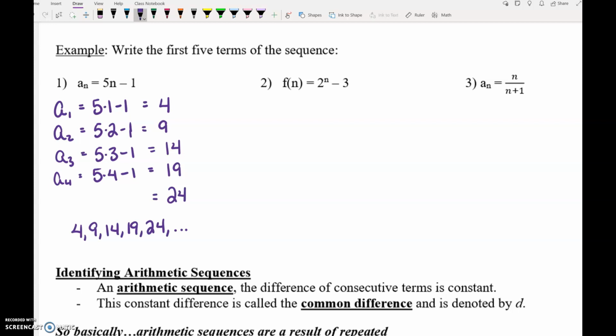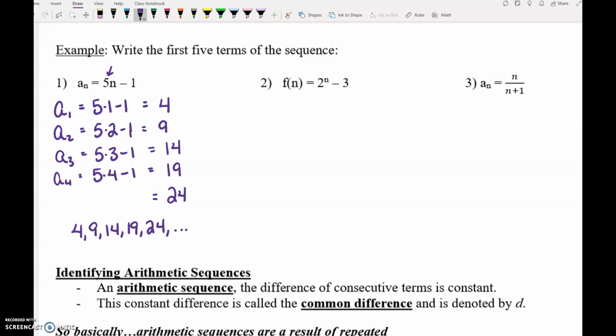This is actually an arithmetic sequence because we're adding 5 to get from term to term. And you might notice that 5 is the slope of that thing. So an arithmetic sequence is like a line. It's an equation of a line, and the slope is what you're adding each time.